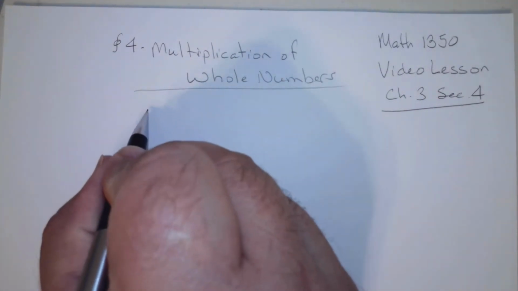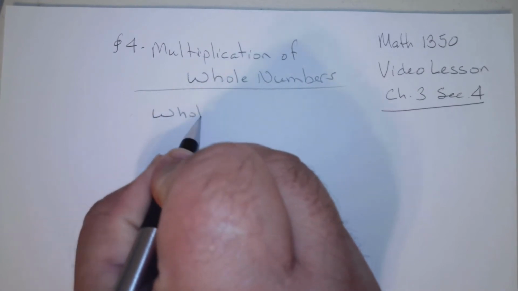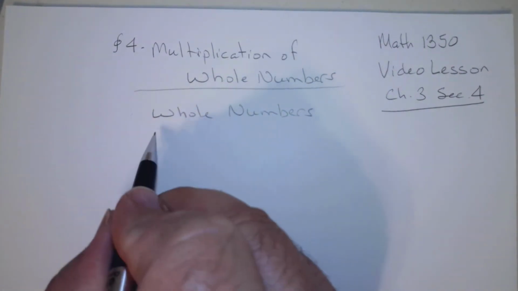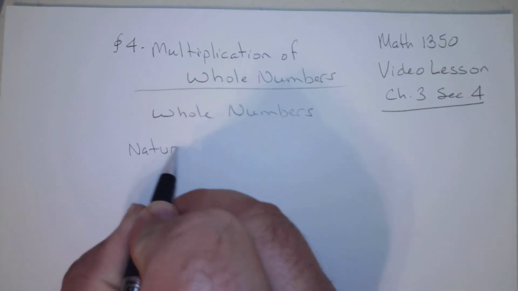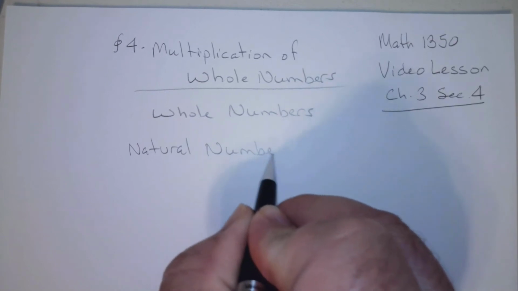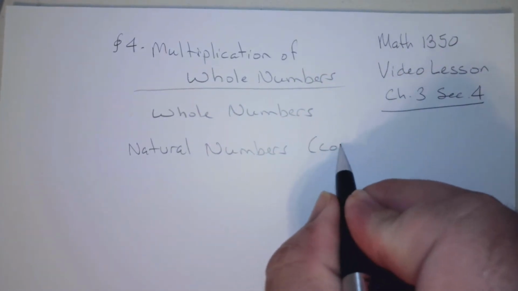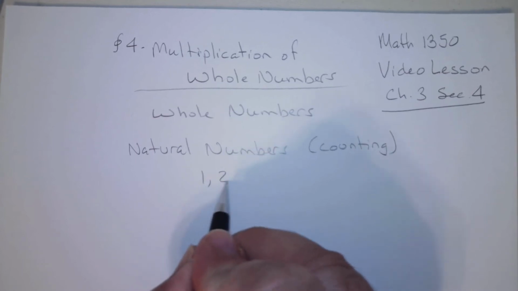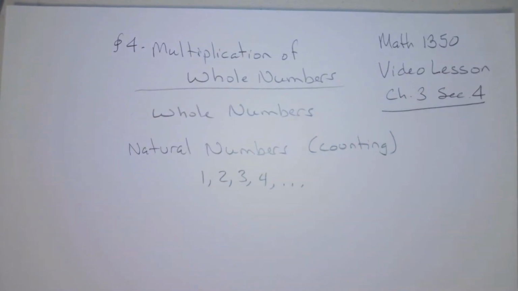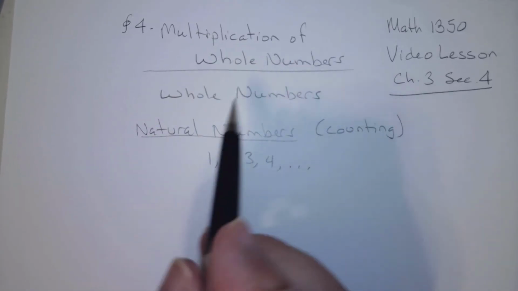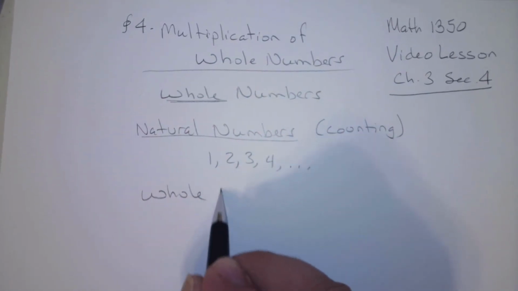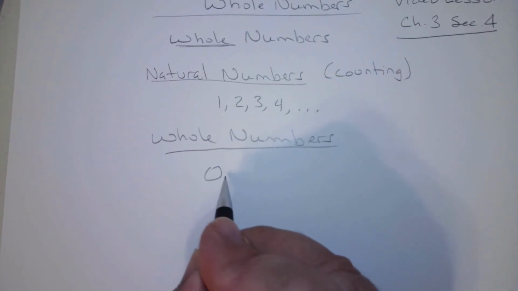So let's review. What are whole numbers? Well, we first start off with natural numbers. Natural numbers are our counting numbers. When you start counting, you count 1, 2, 3, 4, and so on and so forth. So that's a natural number. Whole numbers, if you think about a whole, that's what it starts off with. Numbers begin with a whole, 0.